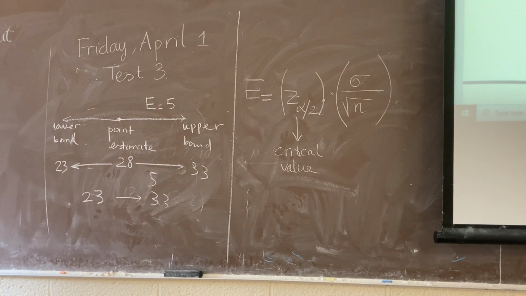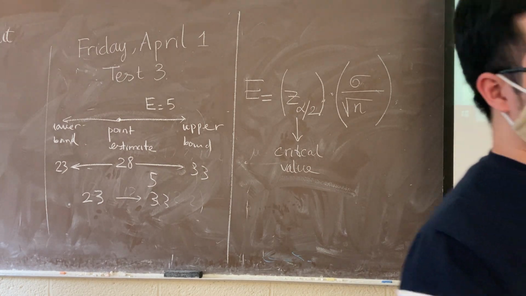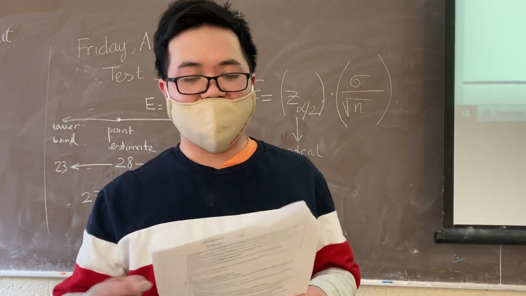So that is the way to find z alpha over 2, or the critical value, if you know the level of confidence.